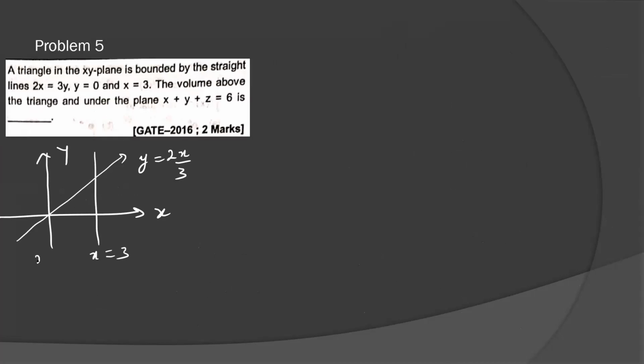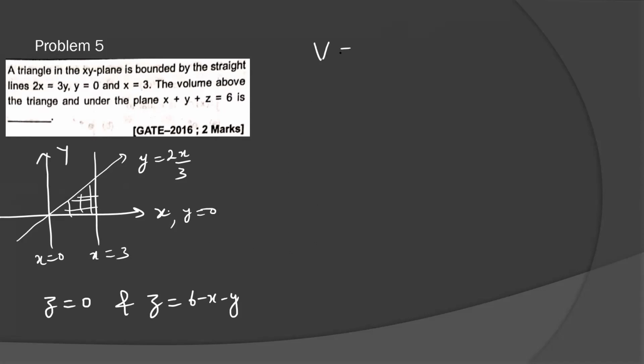Bounded by the xy plane. This is your x equal to 0, and this is your y equal to 0. Above the triangle, it means in this xy plane, so z equal to 0, and under the plane x plus y plus z equal to 6. So the lower limit of z is 0 and the upper limit of z is 6 minus x minus y. z equal to 0 because you are dealing in the xy plane, above the xy plane.